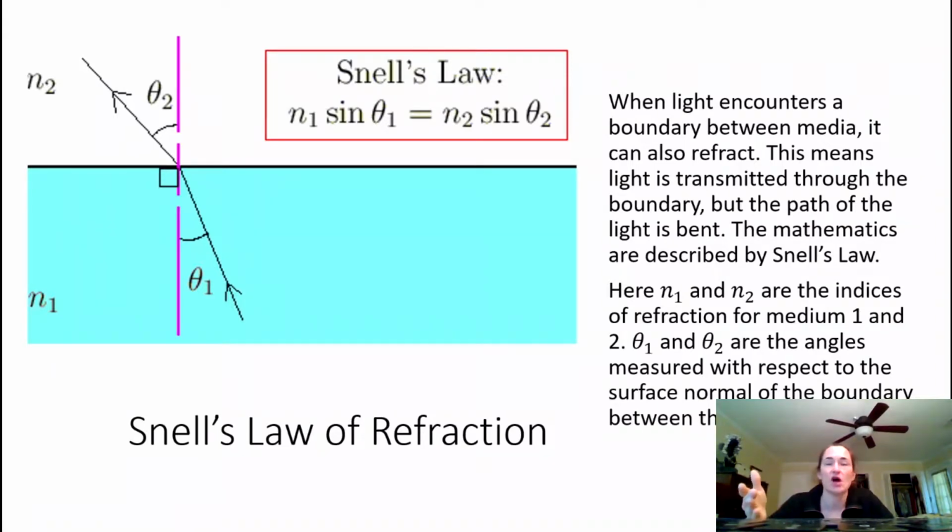Remember that the reason that this all happens is because the velocity of light changes as it goes through different media. That is, v is equal to c over n, where c is the speed of light and n is the index of refraction. So when you pass through a medium with some index of refraction n, the speed of light is lowered from the speed of light in a vacuum by 1 over n.